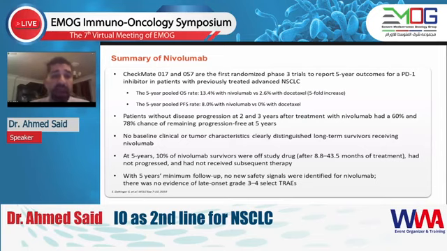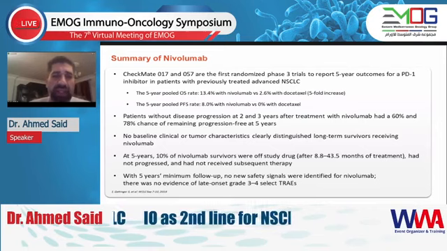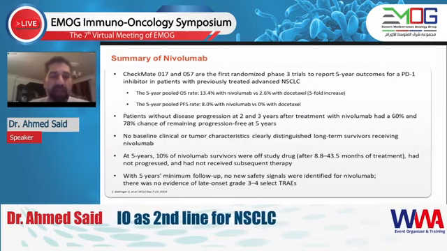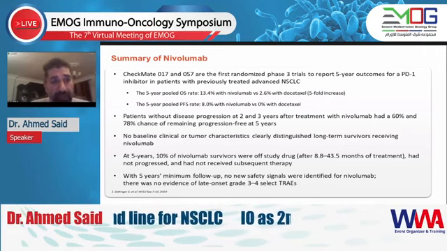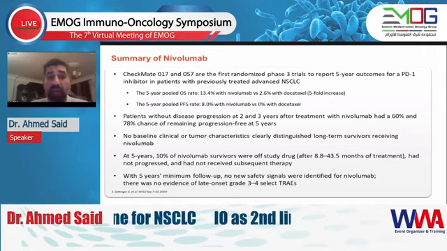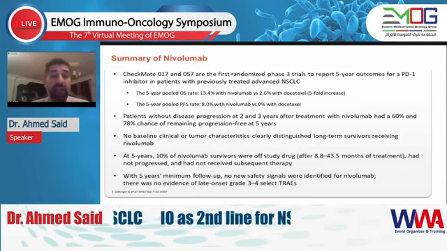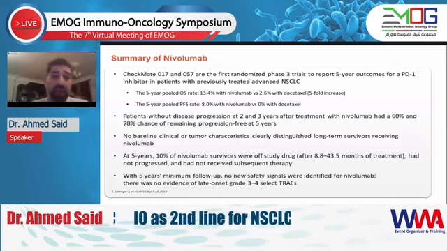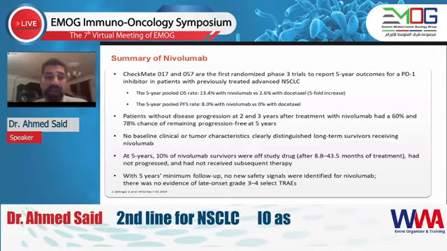docetaxel arm. This means that a greater number of patients are having progression-free or overall survival compared to docetaxel. You have a lesser number of patients that will have a progression-free or overall survival with time on docetaxel. Patients without disease progression at 2 and 3 years after treatment with nivolumab had 60% and 78% chances of remaining progression-free at 5 years. There is no baseline clinical or tumor characteristic that clearly distinguishes long-term survivors receiving nivolumab.